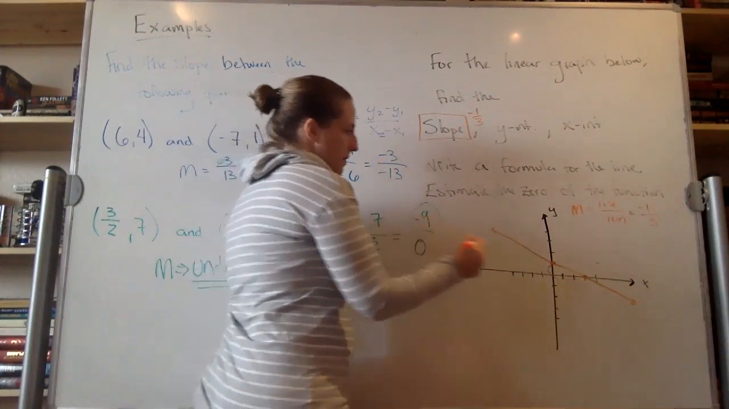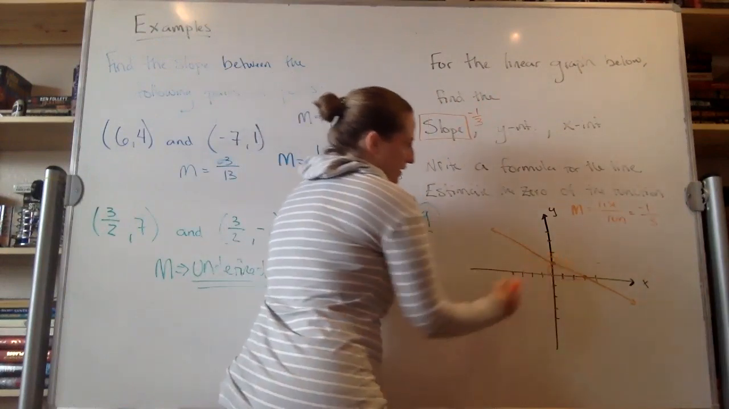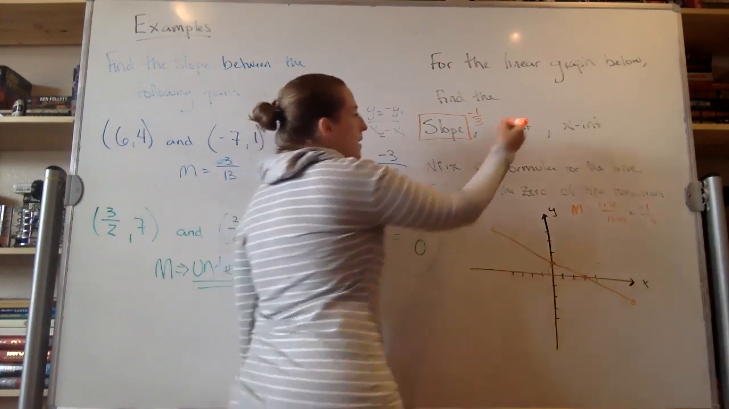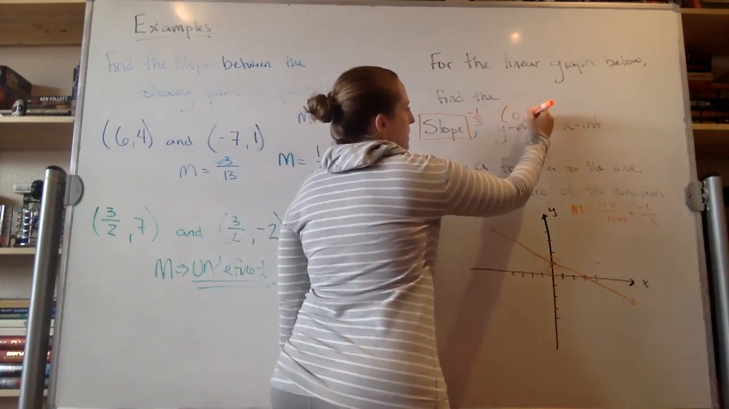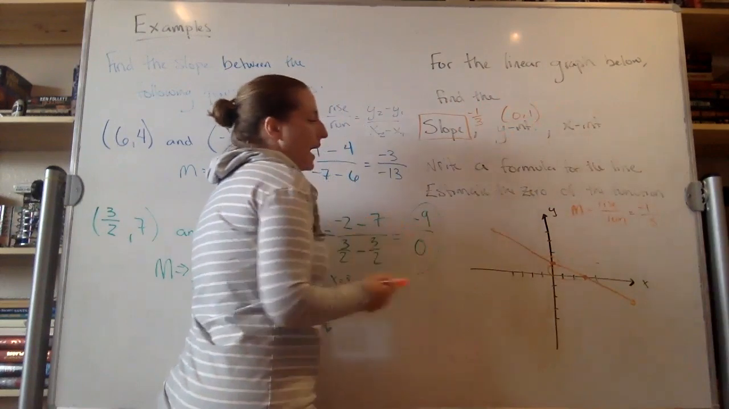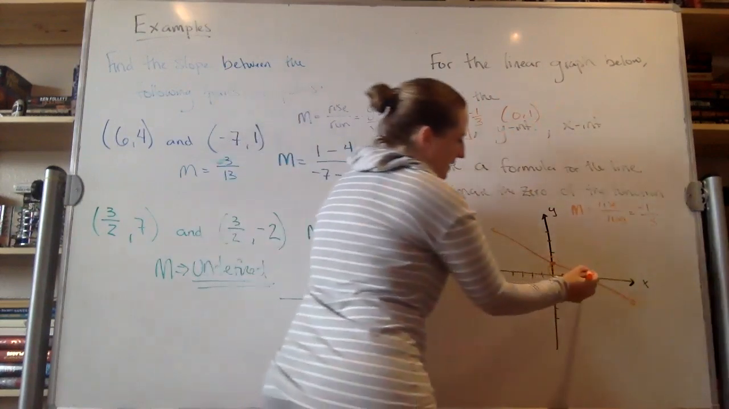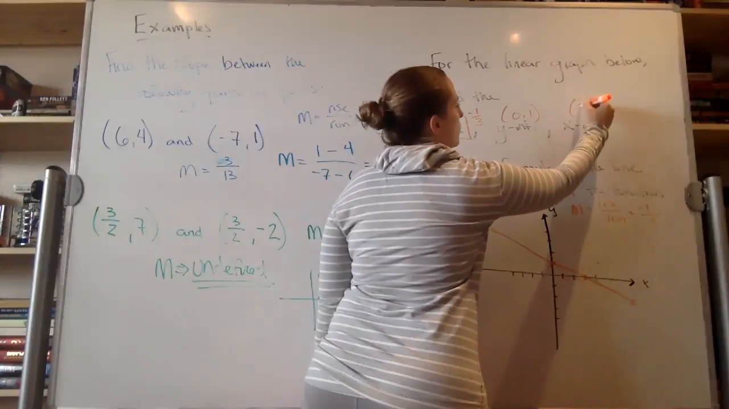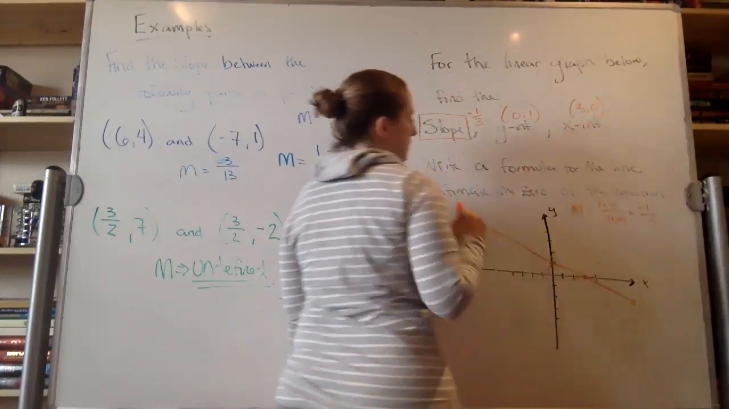Our y-intercept, remember a y-intercept is where the graph crosses the y-axis. That's that point here. So that's at the point y equals 1. As an ordered pair, that will be the point (0, 1). Our x-intercept is where the graph crosses the x-axis. That's right here. At the point x equals 3, as an ordered pair, that will be (3, 0).